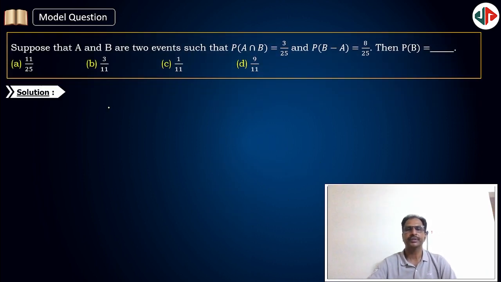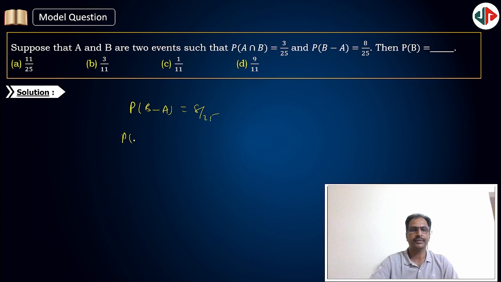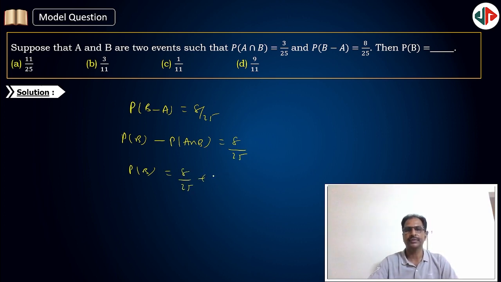A and B are two events such that P of A intersection B is given, and P of B minus A is given. And what is P? P of B minus A is given as 8 by 25. The formula for P of B minus A is P of B minus P of A intersection B, which is 8 by 25. So P of B is equal to 8 by 25 plus P of A intersection B, which is 3 by 25, which is 11 by 25, option A.